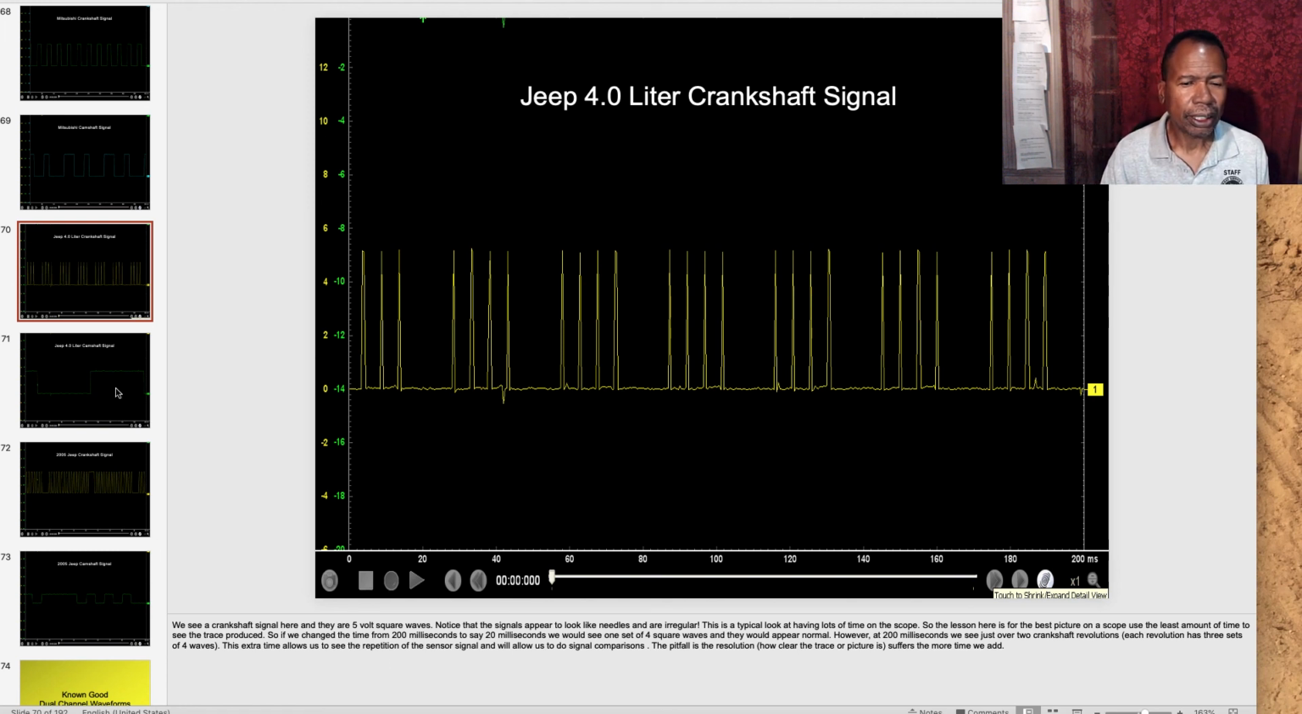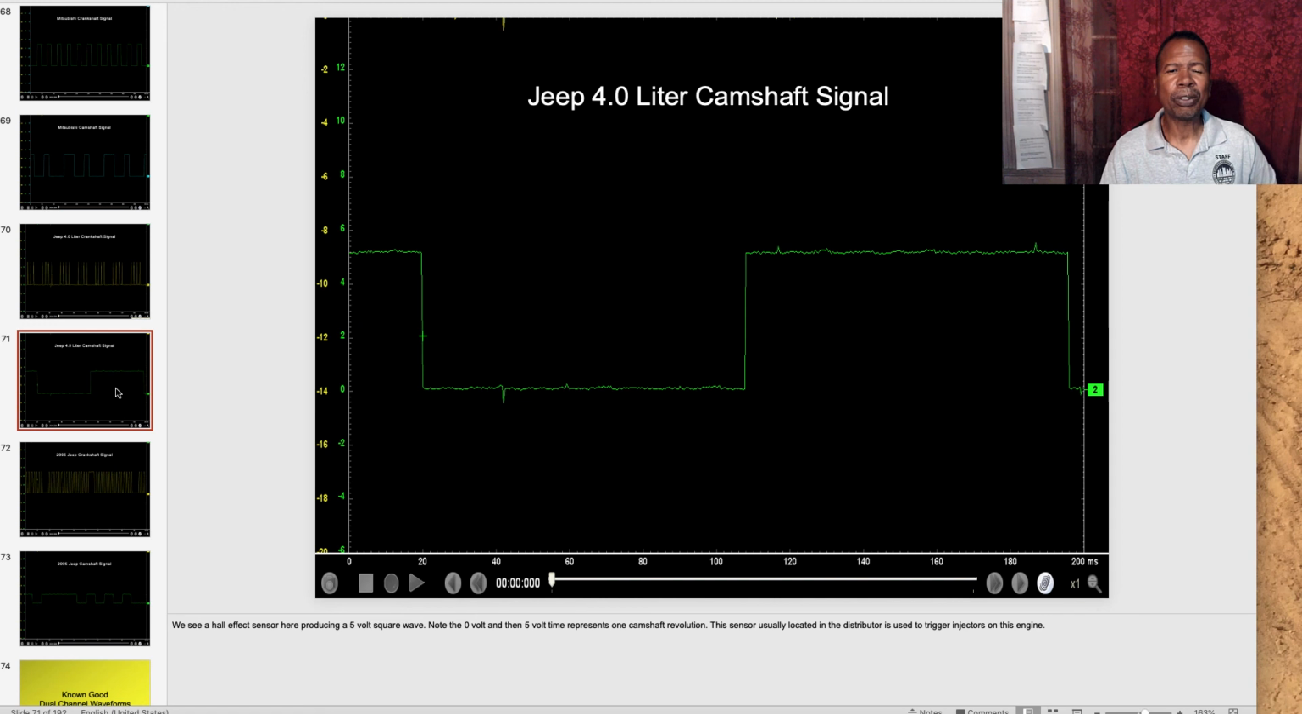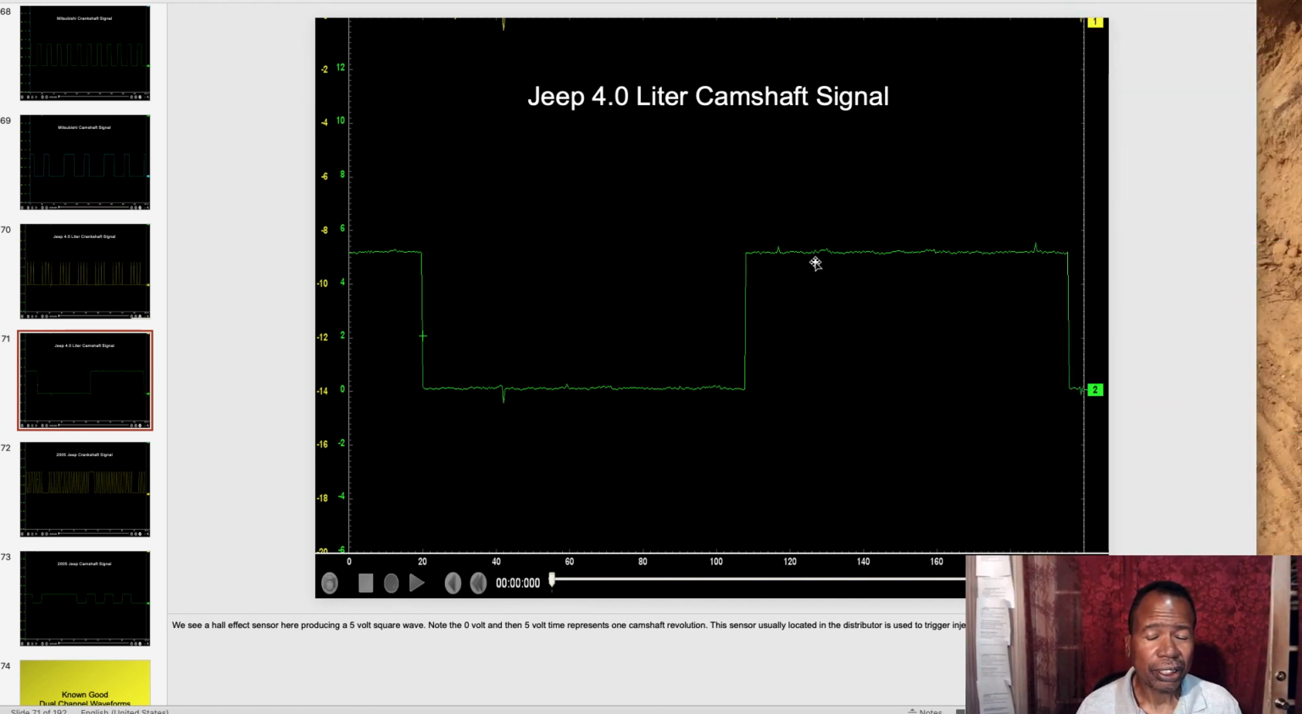Now we're going to look at this Jeep 4.0 liter camshaft signal. We're going from 5 volts to 0 up to 5 volts again. This is a normal signal, usually located inside the distributor on this car, and it helps with firing injectors. This is 1 camshaft revolution, low, high, 1 revolution here. A known good signal for this particular camshaft in this 4.0. Again, like I said earlier, it helps fire the injectors.